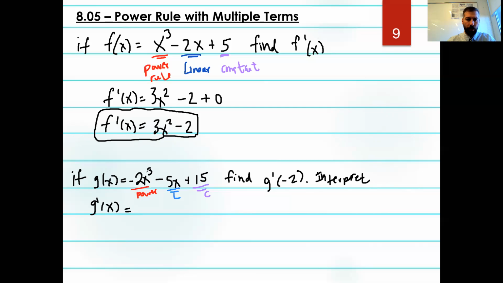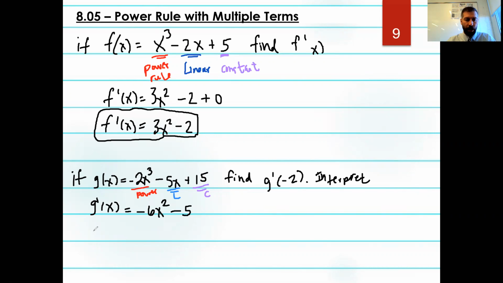Remember that our power rule, first step is to move that 3 out front. There's already a negative 2 there, so we're going to multiply those two coefficients together. So the 3 comes out front, and that gets multiplied by negative 2. Keep the x, and then I'm going to subtract 1 to give me that negative 6x squared. Let me erase that work there. And then negative 5x just turns into negative 5, and the plus 15 turns into plus 0. Hopefully you're starting to recognize that we don't need to put plus 0 on there, so I'll get rid of that.